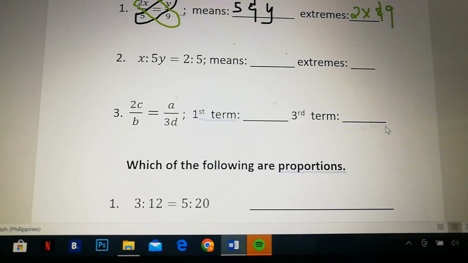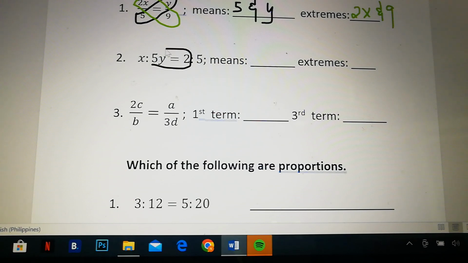Okay, so next, number 2, your means refers to 5y and 2. While your extremes refers to x and 5. So x and 5.